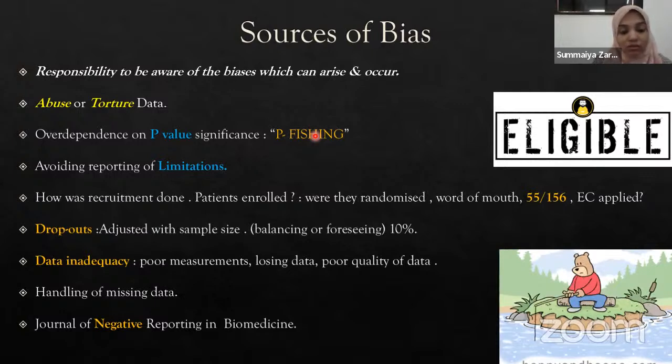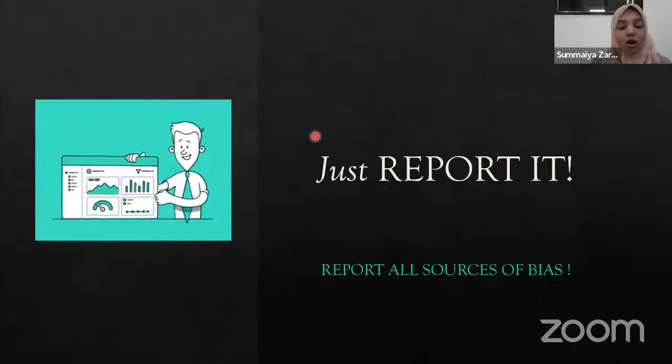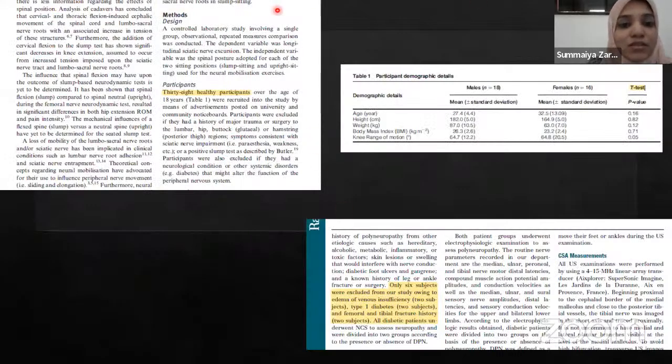And obviously, it is obvious that these reports are going to be accurate because they are transparent, they are clear cut in front of your eyes. So all in all, what I want to say is just report it. Report all sources of bias and errors also. Now, these are certain examples, okay, of the studies which I came across.